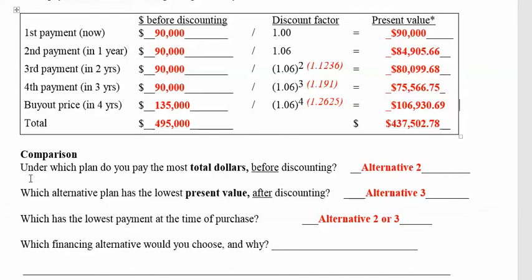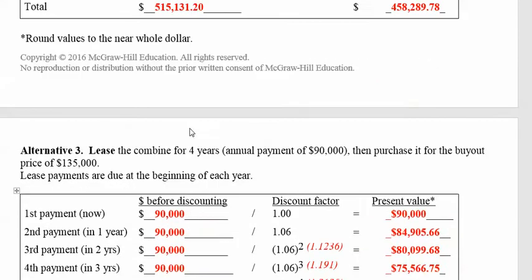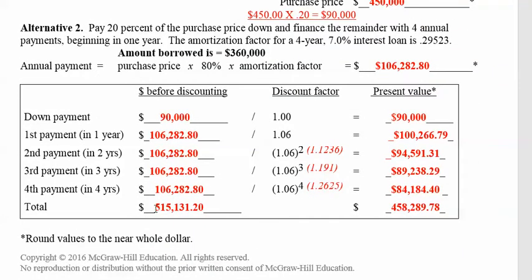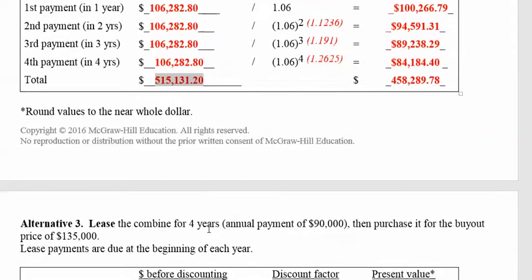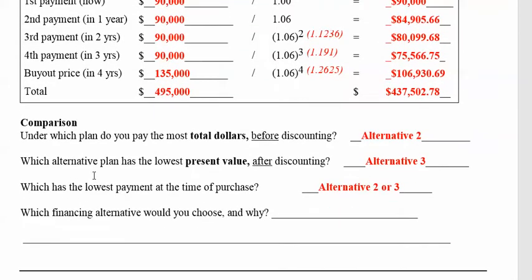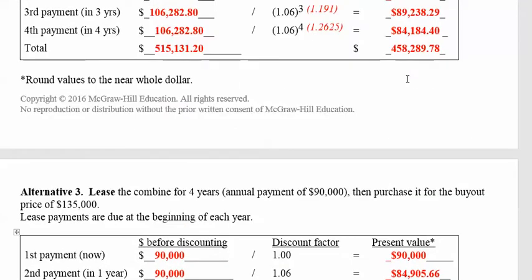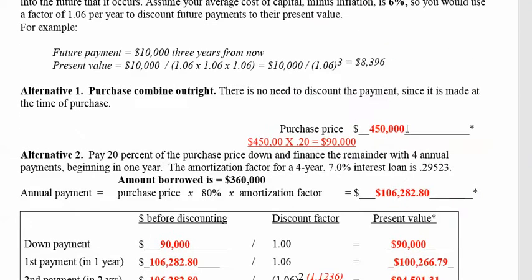Okay, some questions now. Under which plan would you pay the most dollars before discounting? So that's this column right here. Well, before discounting, it looks like alternative 2. The 20% down, amortizing the rest, is the most expensive before discounting, $515,000. Which alternative plan has the lowest present value after discounting? That would be alternative 3, $437,502. That is less expensive, obviously, than amortizing, and it's less expensive even than the outright purchase at $450,000.